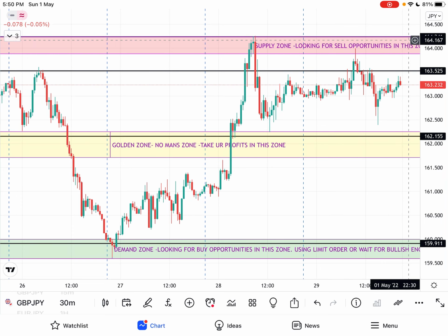Above the zone. Once you've captured this zone, your stop loss should be above the zone. Don't leave your stop loss vague, like, let the market do whatever it wants to do. No. Protect your account. Protect yourself. Put your stop loss in.